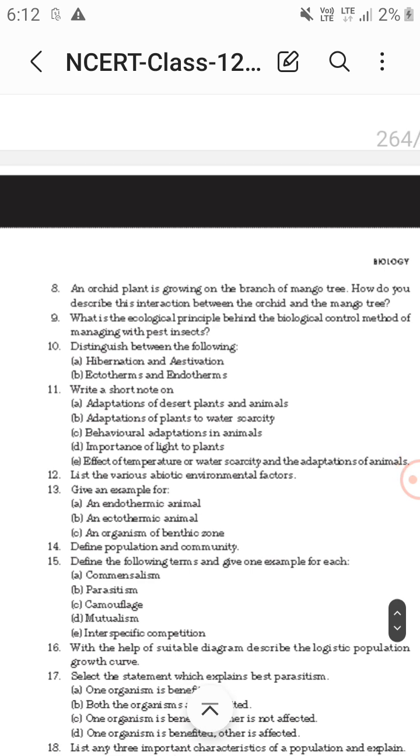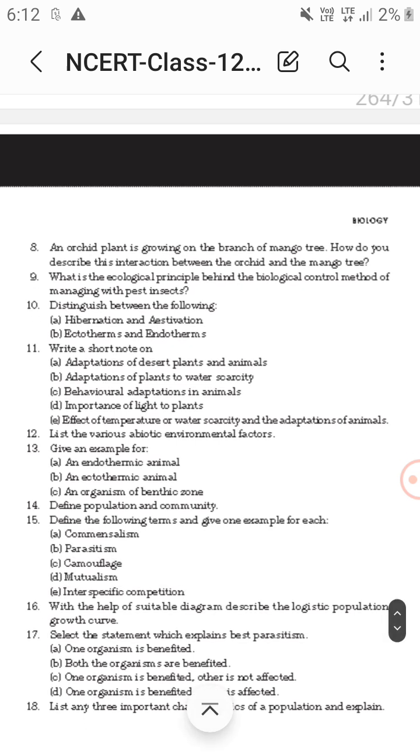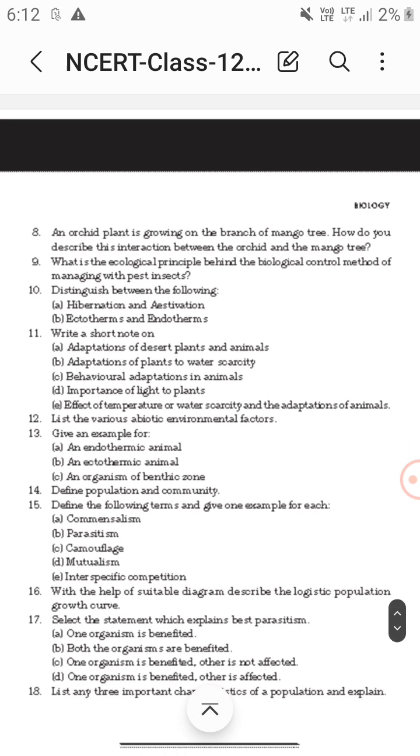An orchid plant is growing on the branch of a mango tree. How do you describe this interaction between the orchid and the mango tree? What is the ecological principle behind the biological control method of managing pest insects? Distinguish between the following.